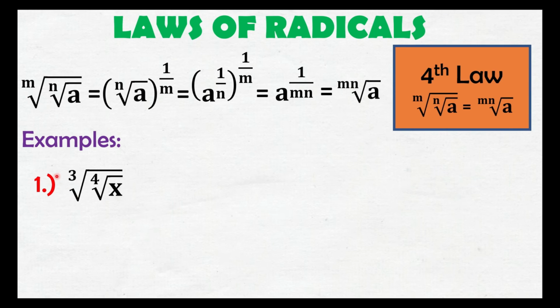So, number 1, the third root of fourth root of x. So, by applying fourth law, pwede nating ipag-multiply na lang itong dalawang index na ito. Tapos, isa lang yung radical sign natin. So, ganyan siya. 3 times 4, that is 12. So, yung final answer na lang natin dito ay 12 root of x.